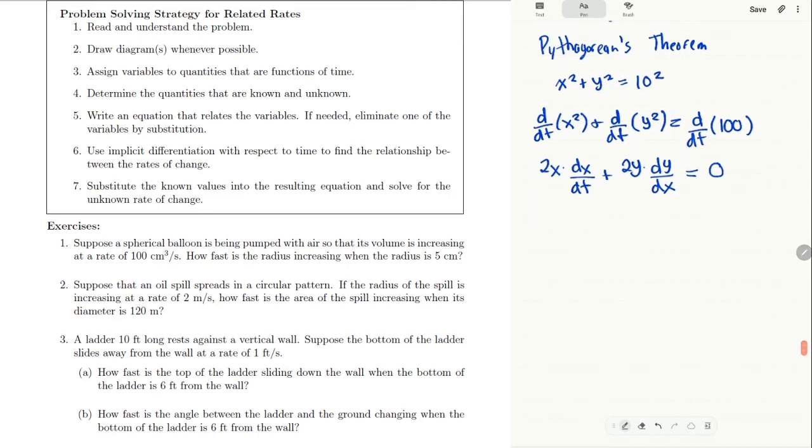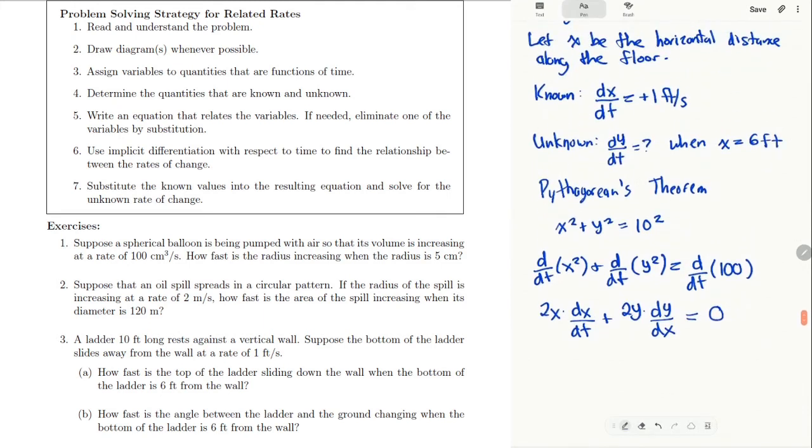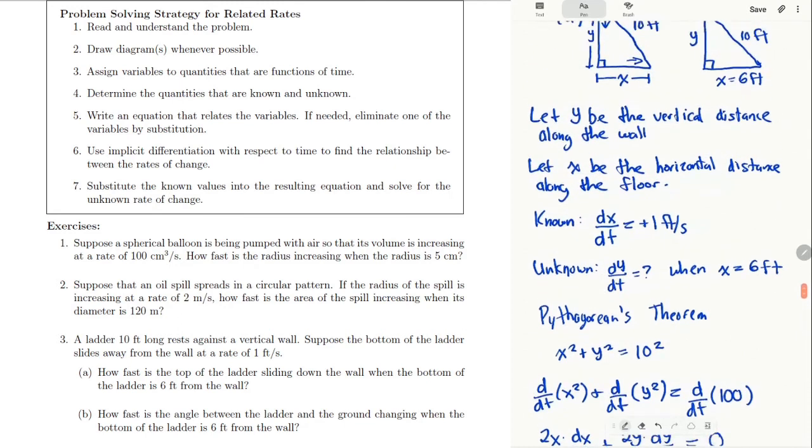So now that we have the equation involving the rates, we can now determine dy over dt. However, if we look at this equation, we're given x, which is 6 feet. We have dx over dt. We're looking for dy over dt, but we don't know what the y value is. And so let's have a look back at our instantaneous picture.